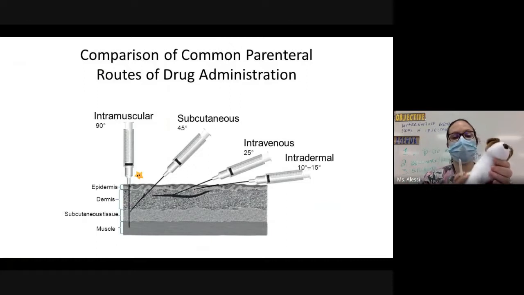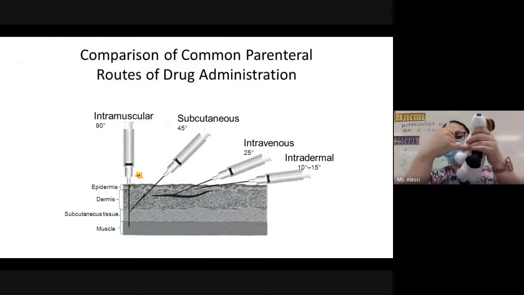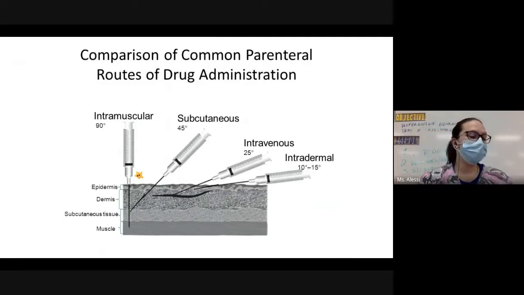For IV, I actually want to go at a 25 to like 30-degree angle because I want to go up into the vein, right? So that vein is running parallel with my body. So I need to go in, but not go too far because I don't want to pop through the vein. I want to be able to slide right into that port and just keep my needle in there. So that would be IM.